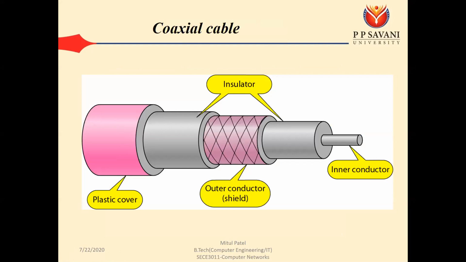Then we have the coaxial cable. The coaxial cable that we use in TV is known as the coaxial cable, which consists of an inner conductor and an outer conductor. The inner conductor is used to carry the signal while the outer conductor works as a ground, and to differentiate between them we have the insulator. Finally, all these things are covered with plastic covers.